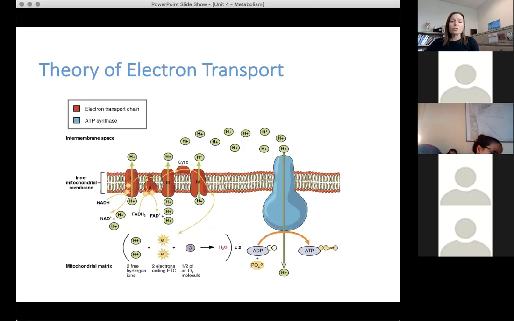So the electron transport chain is actually several proteins. They are shown here in this brownish orange color. It's several proteins that serve as electron carriers, and they pass electrons down, and they're located on that inner folded membrane within the mitochondria.